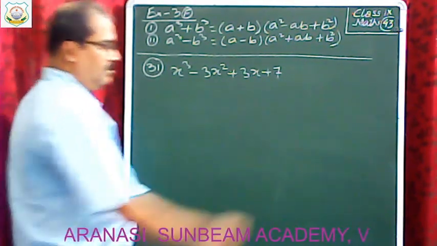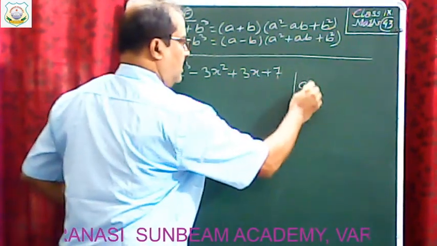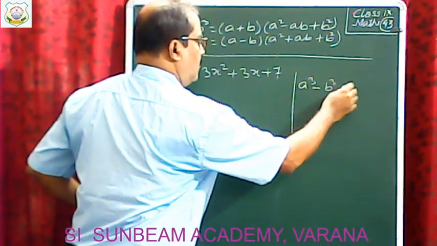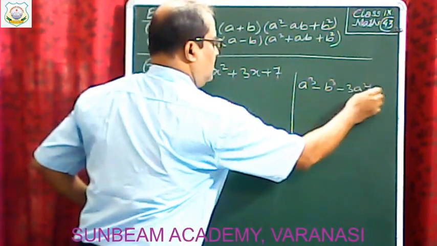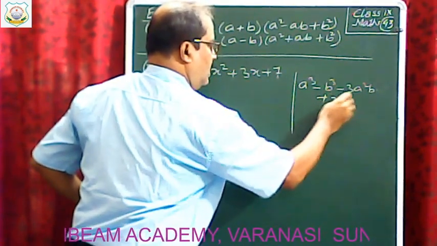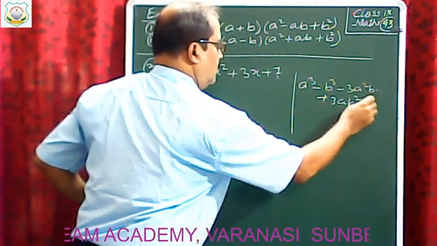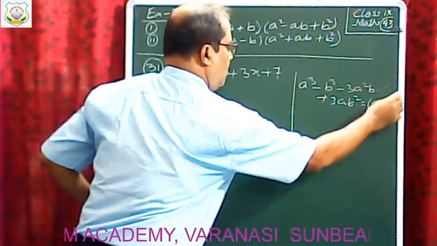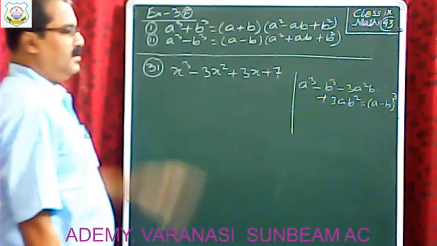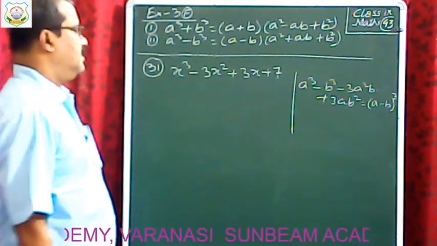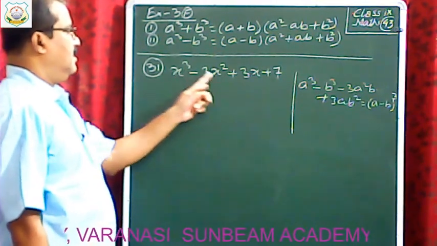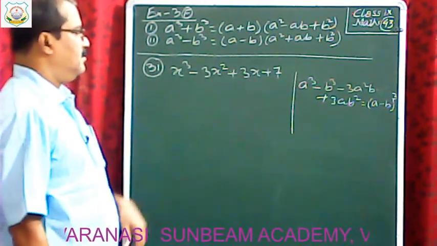We know the form a cube minus b cube minus 3a square b plus 3ab square equal to a minus b whole cube. We have done the application of this identity in the last class. So x cube we have. Now these are the combined terms.